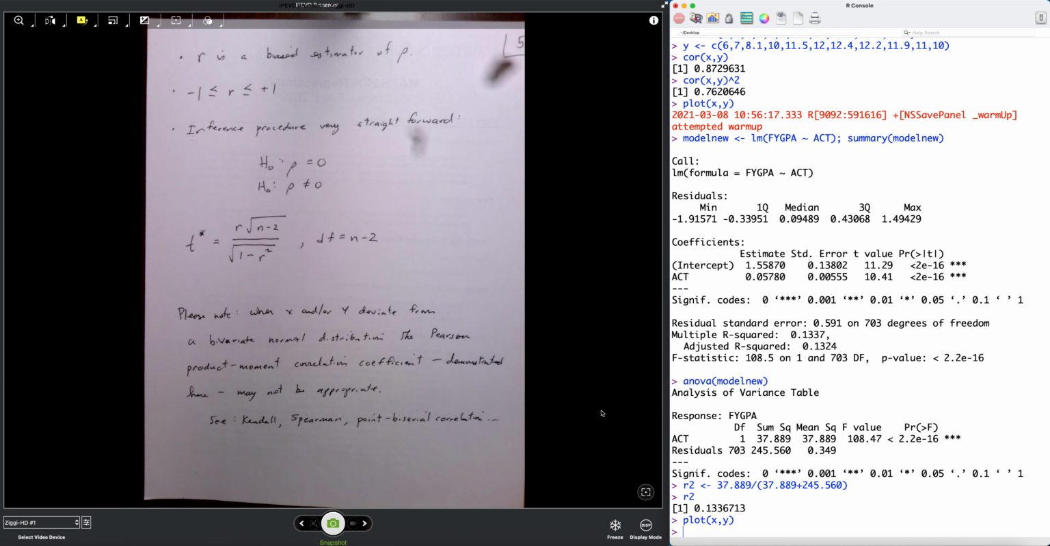Now, important note, and again, I have to decide what to teach and what not to teach. We have bigger fish to fry than spending an entire unit on correlation. But please tattoo to the brain that when X and Y deviate from a bivariate normal distribution, the Pearson product moment correlation, which is what I just demonstrated here, may not be appropriate. So you can get into some non-parametric stuff, even some correlation for if your variables are dichotomous, such as Kendall or Spearman, or something we call the point biserial correlation. So you can investigate those if you're interested.